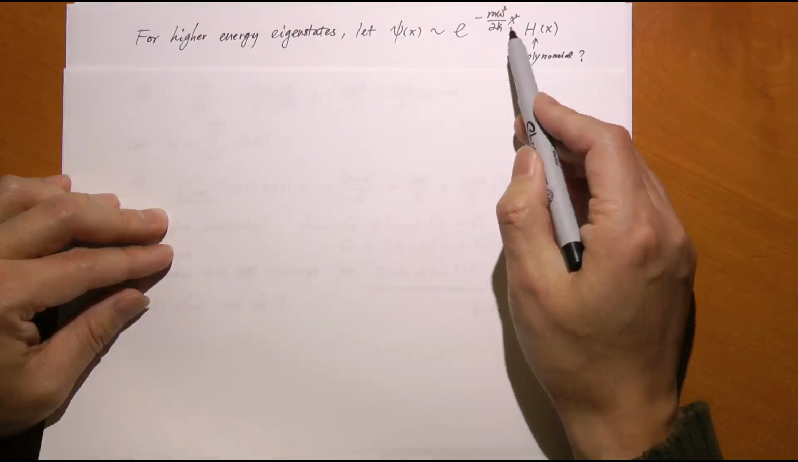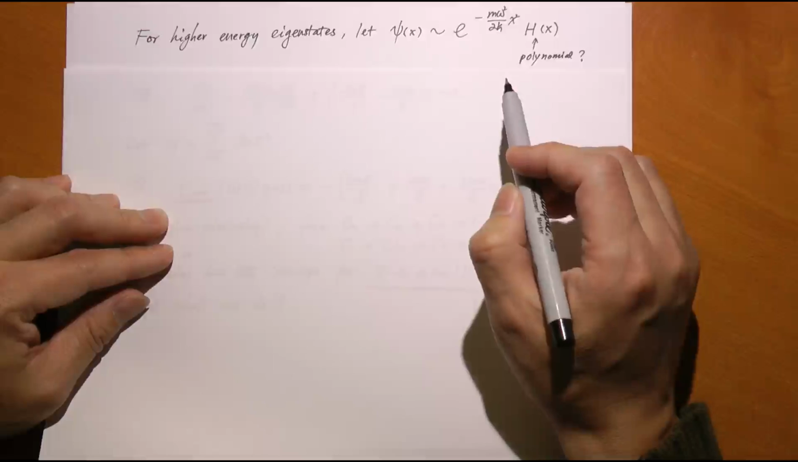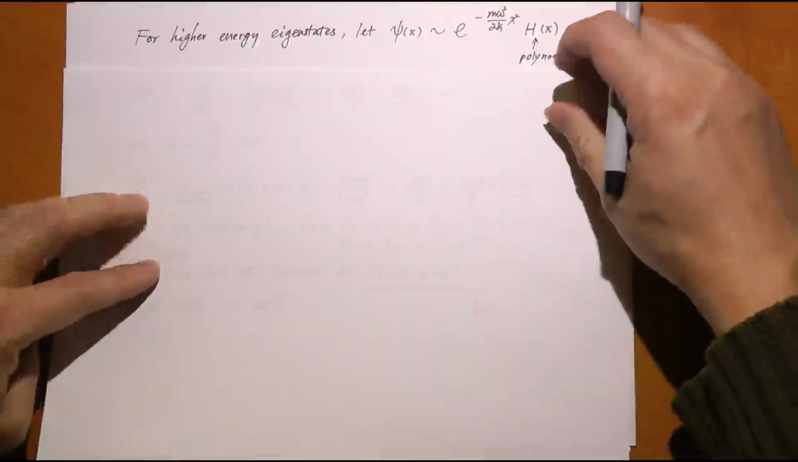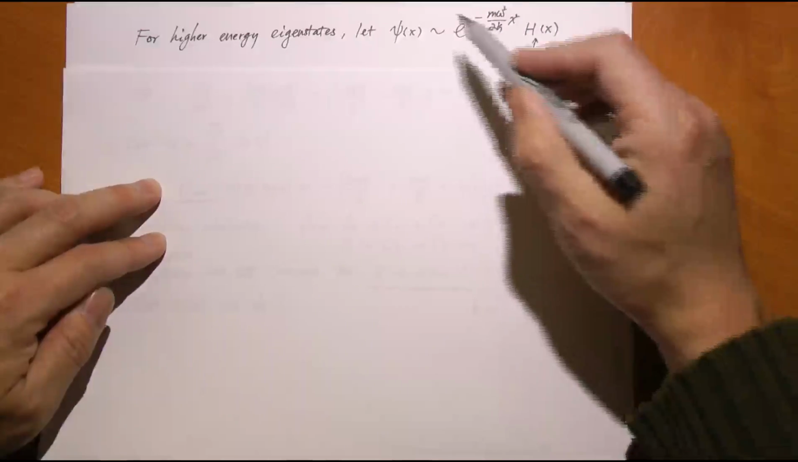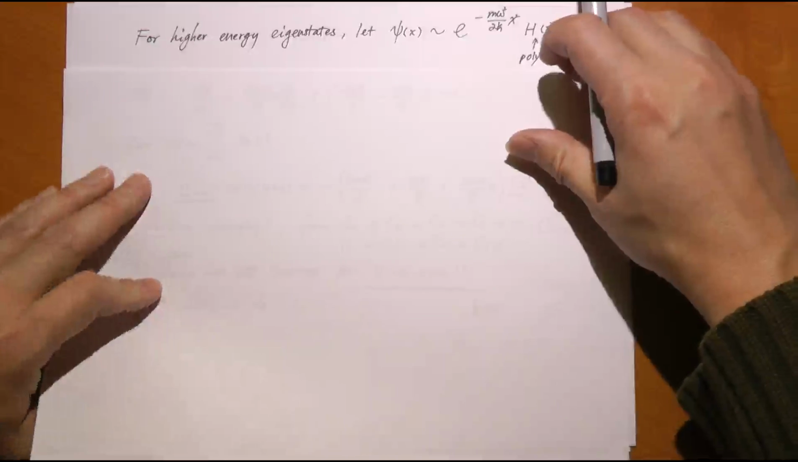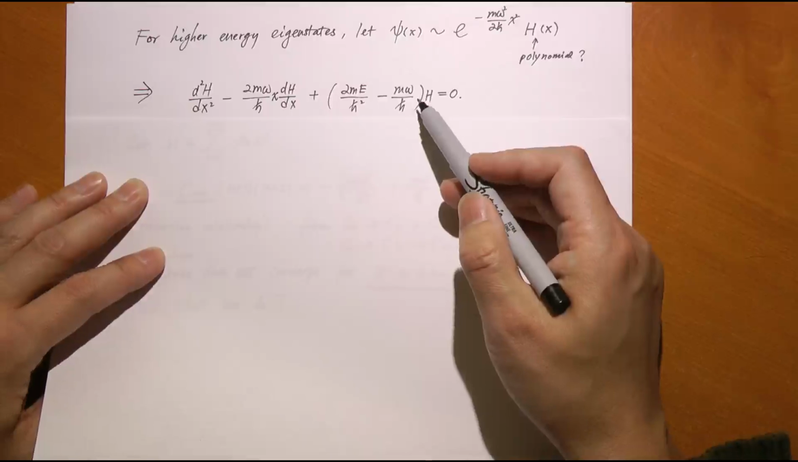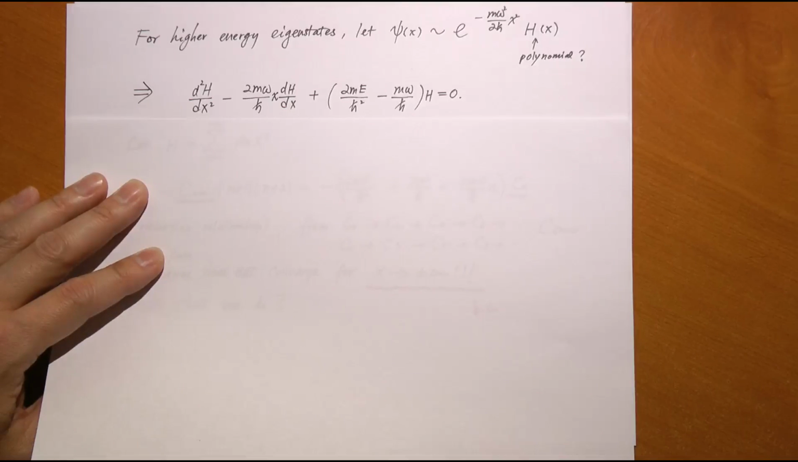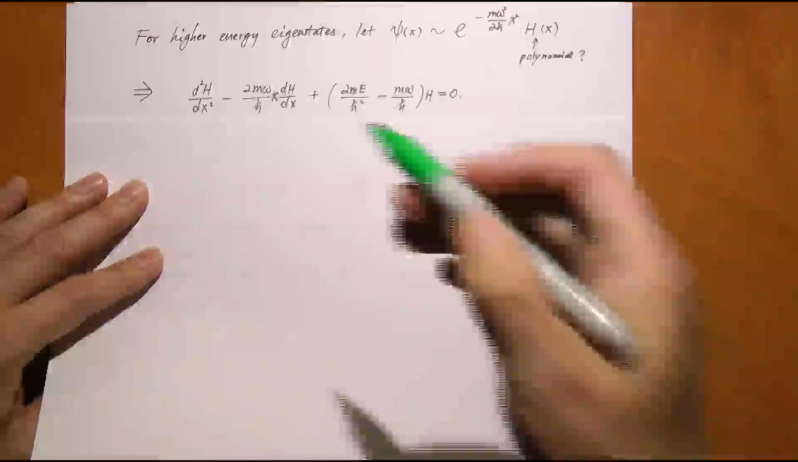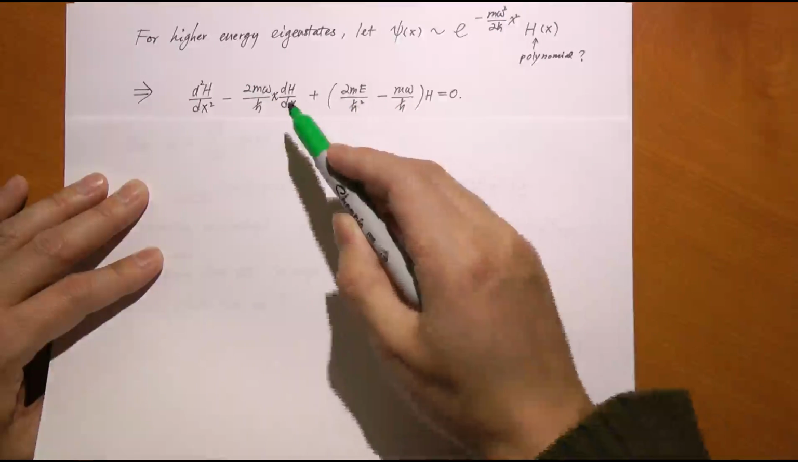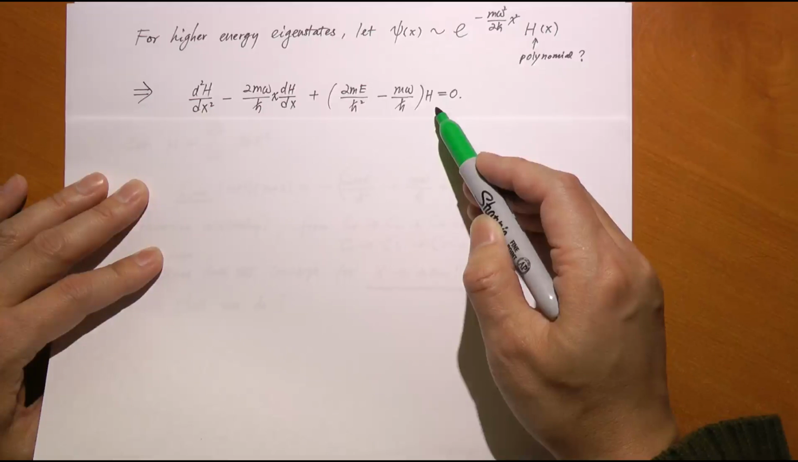Now, if you plug this trial solution into the original Schrödinger equation, then you're going to get an equation for h instead of for psi. And let's see if this is better than the original equation. This is what we come up with if you did that. Is this really a bad equation? Well, it's actually somewhat better than before. We have second derivative, first derivative, zeroth derivative.